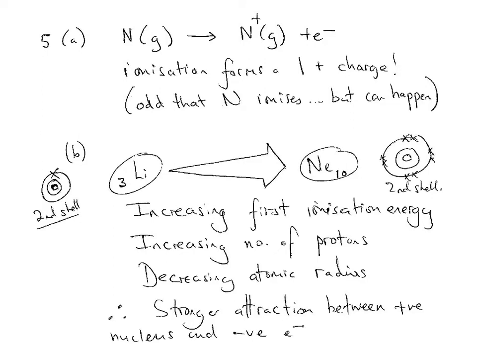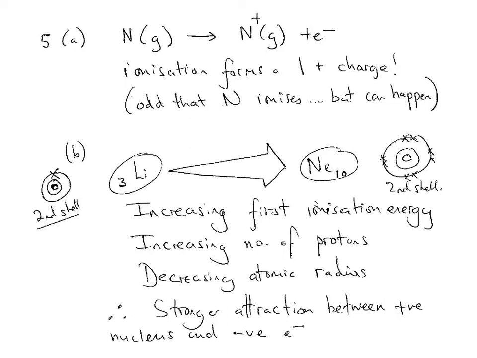The next question, 5a, asks you to write an equation including state symbols to represent the first ionization energy of nitrogen. N gas goes to N plus gas plus an electron. It forms a 1 plus charge. This is unusual because N normally forms negative charges. 3 minus is what you're aware of, but this formation does happen if you supply enough energy, and it does state the first ionization energy, and that forms positive charges, not negative charges.